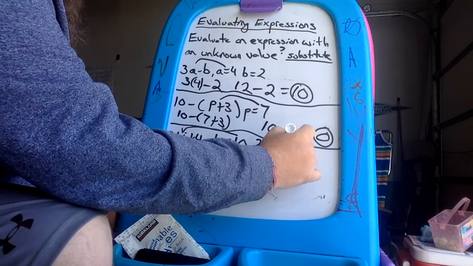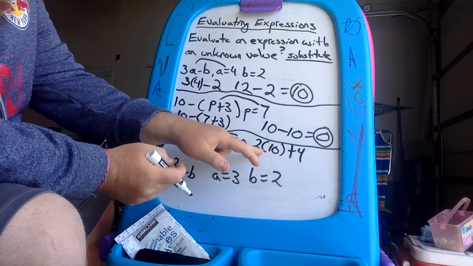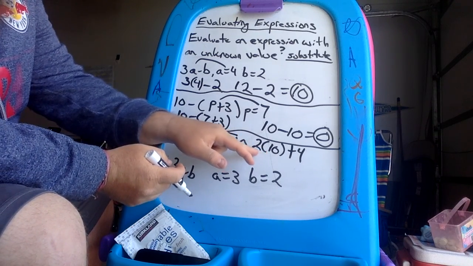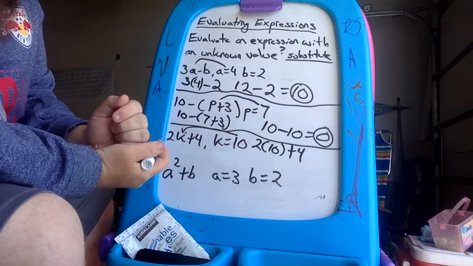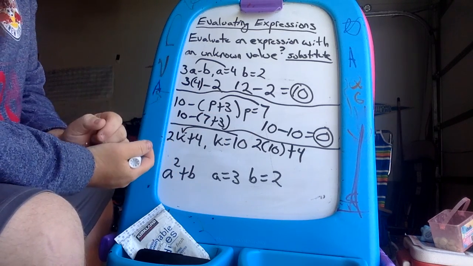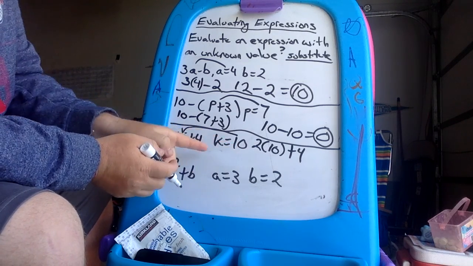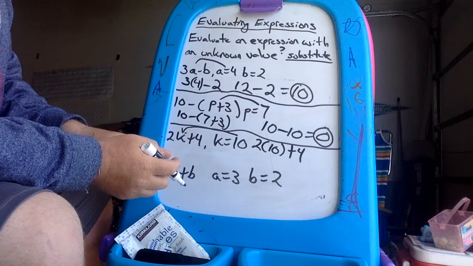Plus 4. There we go. So as we're doing this now, the reason why you put in parentheses is that it wouldn't be 2 parentheses 10, it would be 210 plus 4, which would be a huge number. That's not what you should be getting. So 2k plus 4, k is the unknown value, which becomes 10, right?